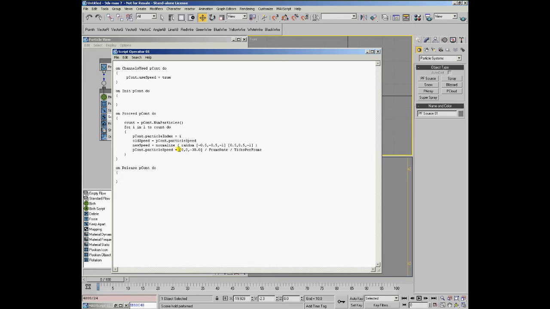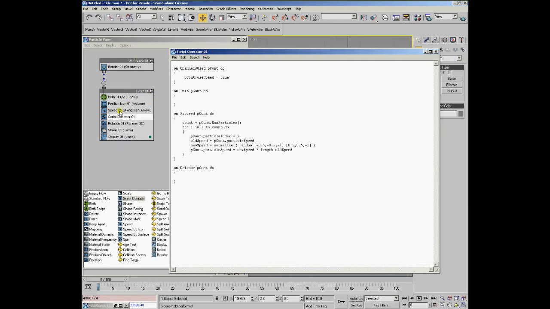At this point, we can assign the new speed to the particle speed, but multiply our unit vector with the length of the original old speed. This means that the length of the vector assigned by the speed operator is going to be preserved, and only the direction defined by the unit vector that we calculated randomly is going to be changed.